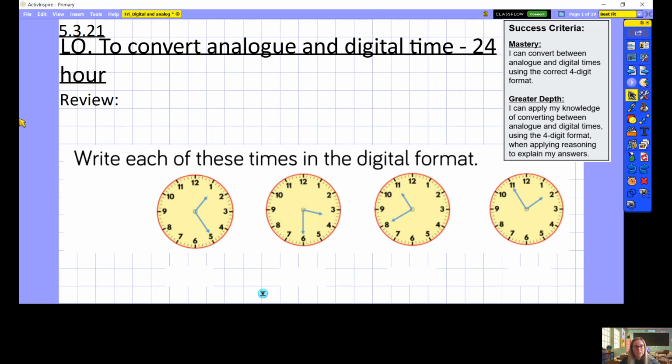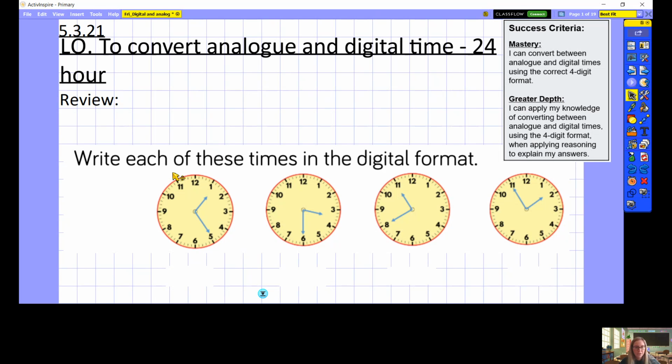Okay, so let's review what we looked at on Wednesday, learning how to convert between analog and digital time on the 12-hour clock. Can you look at these 4 clocks below, and I want you to write each of the times in the digital format. If you remember, we start with the hour followed by the minutes. So pause the video now and have a go at writing the digital times for each clock.